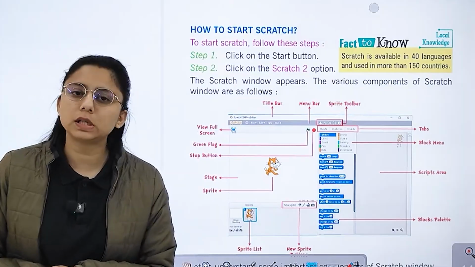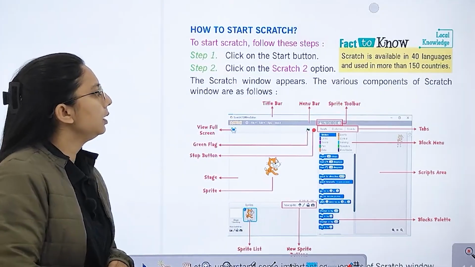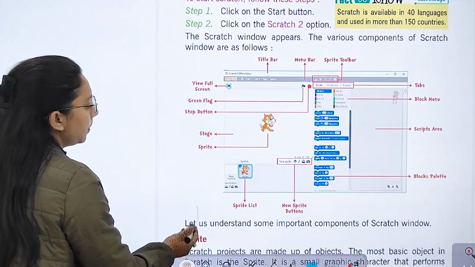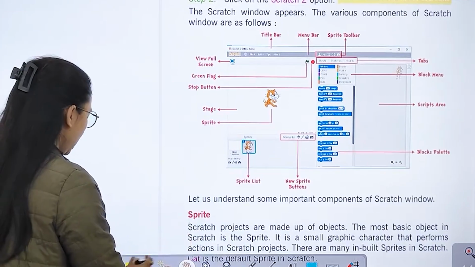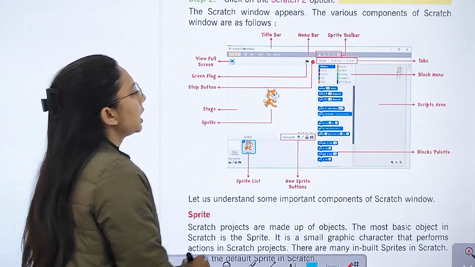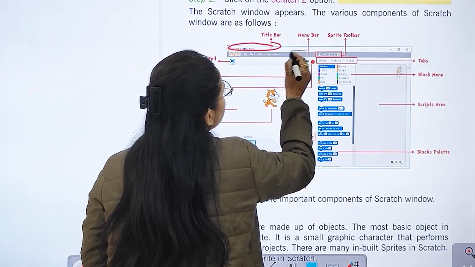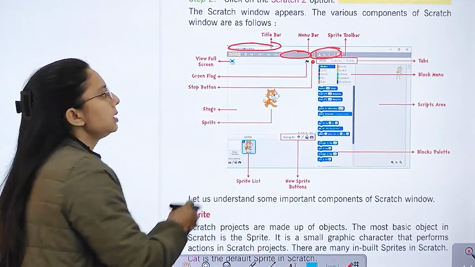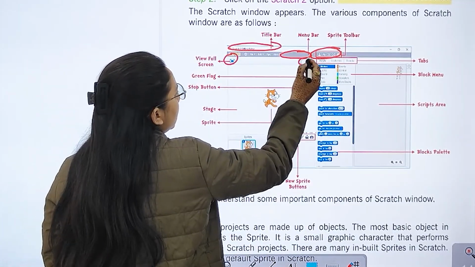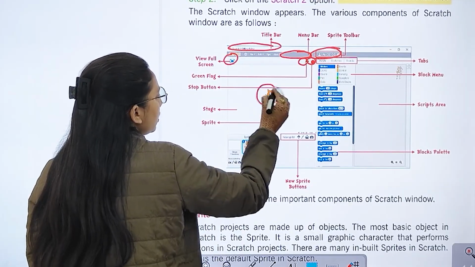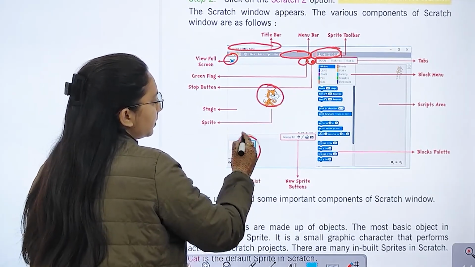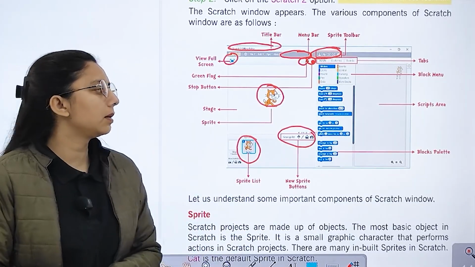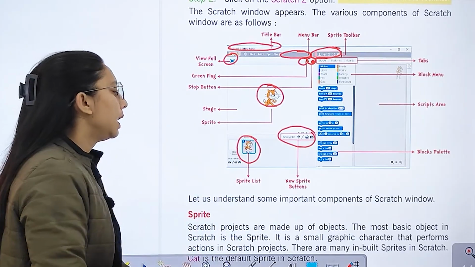You have to click on the Start button, and after that, click on the Scratch 2 option, which is available. A window will appear. This is your title bar, where the title is given. This is the menu bar. These are Scratch tools. These are different stage options, and view full screen. This is your green flag and stop button. This is your stage and this is the sprite list. This is the new sprite buttons. And then we have tabs, block menu, sprite area, and block palette.